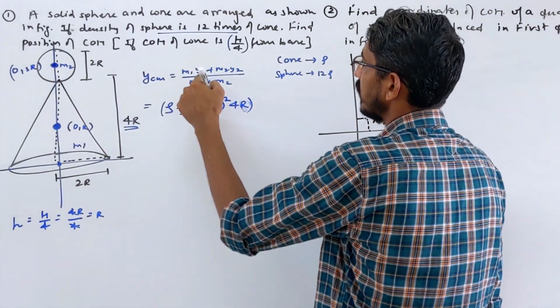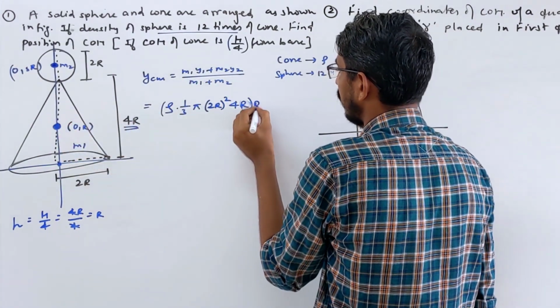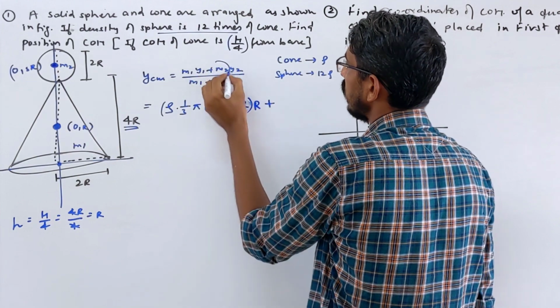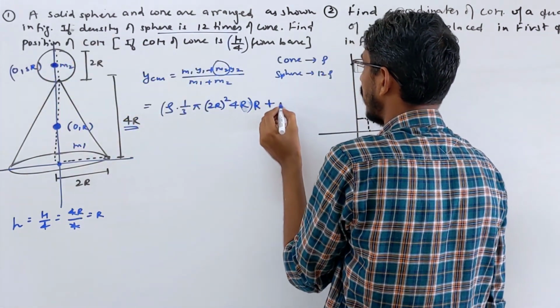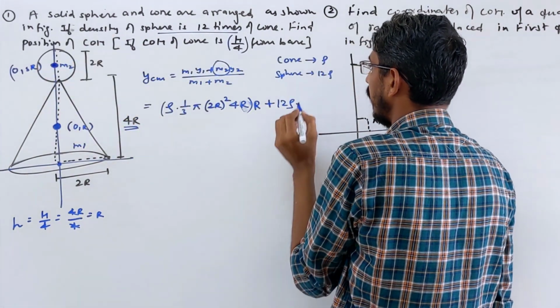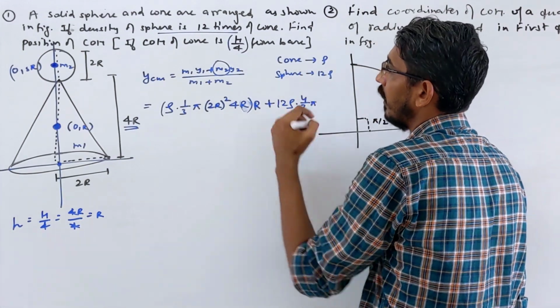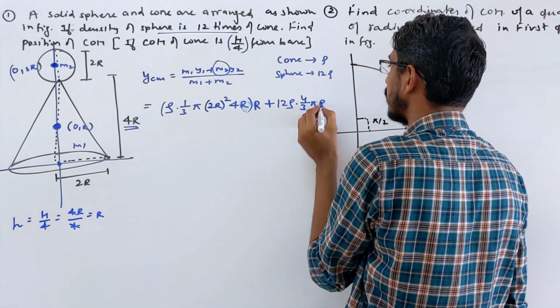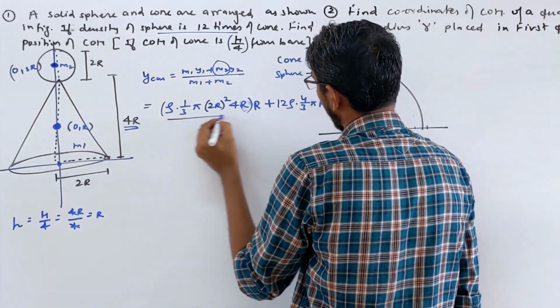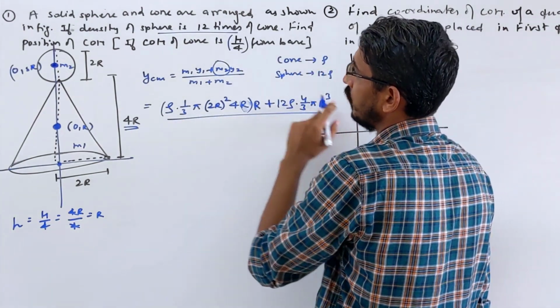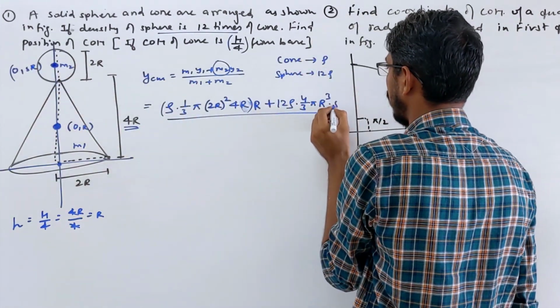Same way, the coordinate is r. Okay, done. Then now the mass of the sphere. The mass of the sphere is density, which is 12 rho, into volume. Volume is 4 by 3 pi r cube. The radius is r only, yes, r cube. Divided by, again, here into y2. Y2 will be 5r.